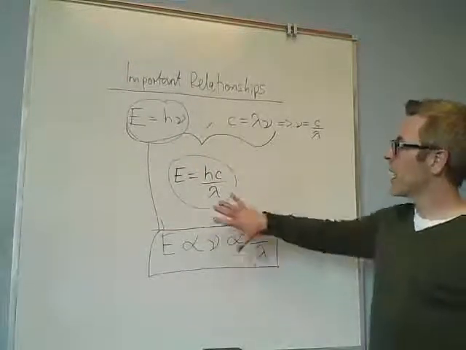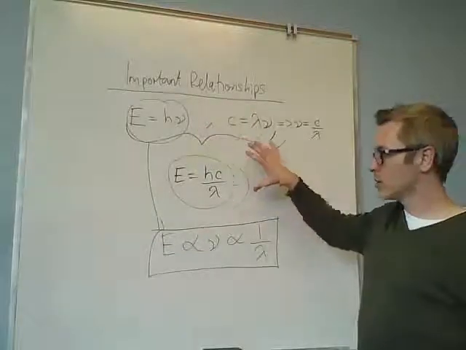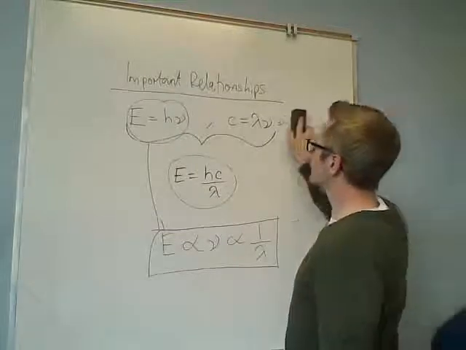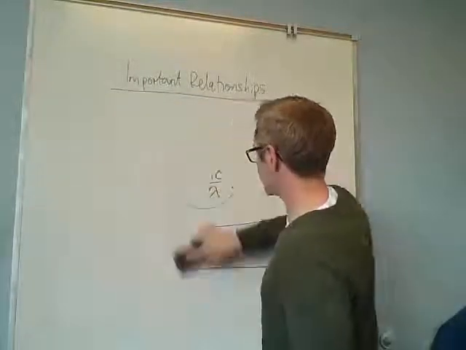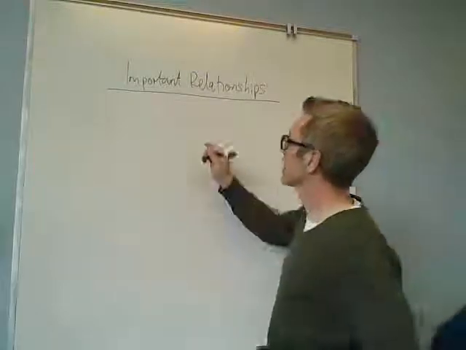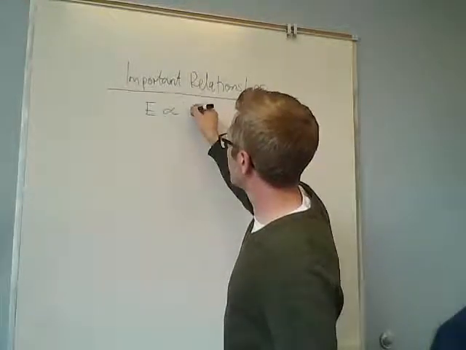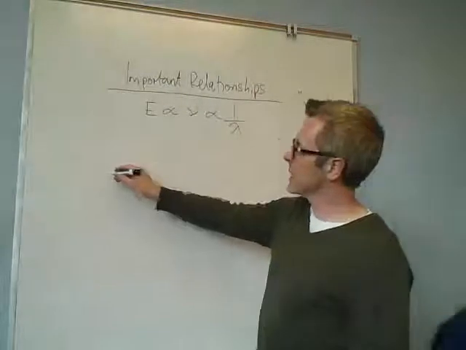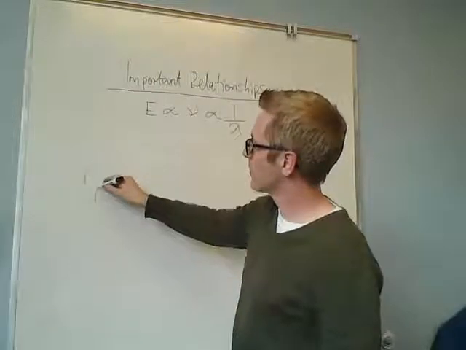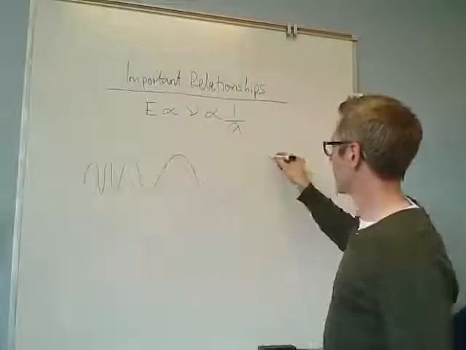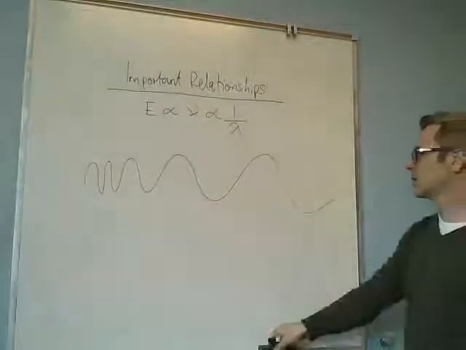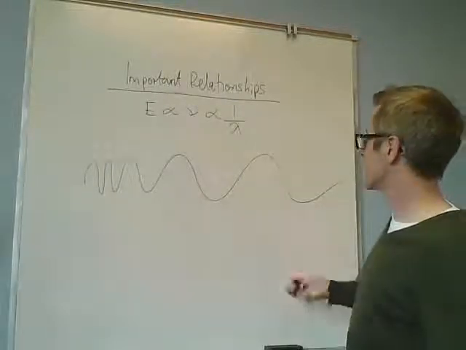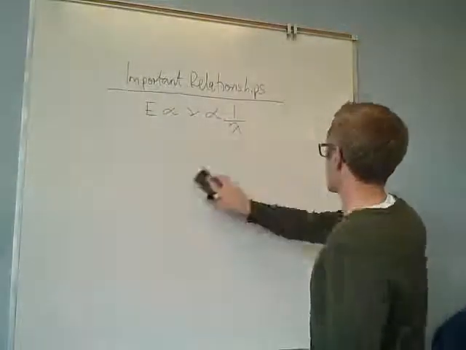I'm going to have to erase this. I'll move this up here, and then we'll draw a wave, and we'll try and rationalize that relationship. We said that energy is proportional to frequency. It's proportional to 1 over wavelength. Let's take a wave. So I tried my best. I didn't succeed, but I tried my best to keep it the same height. In fact, that's terrible. Let's try again.